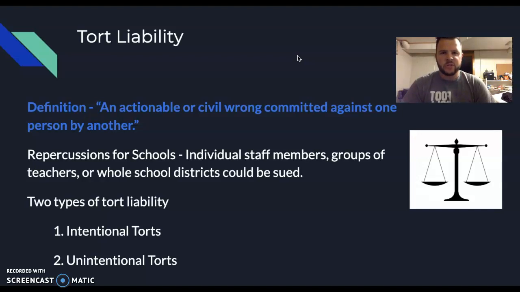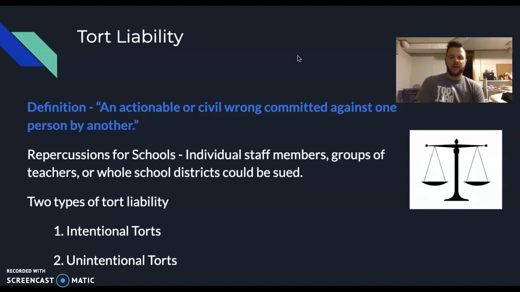First of all, for individual staff members, they themselves can be sued. It's not enough that you work for a district and you think, well, if I do something wrong, the district will take the blame, not me personally. That's not true. If an individual is found to be negligent or in the wrong, they themselves can be sued. Along with that, groups of teachers or whole districts can be sued if the circumstances warrant that.